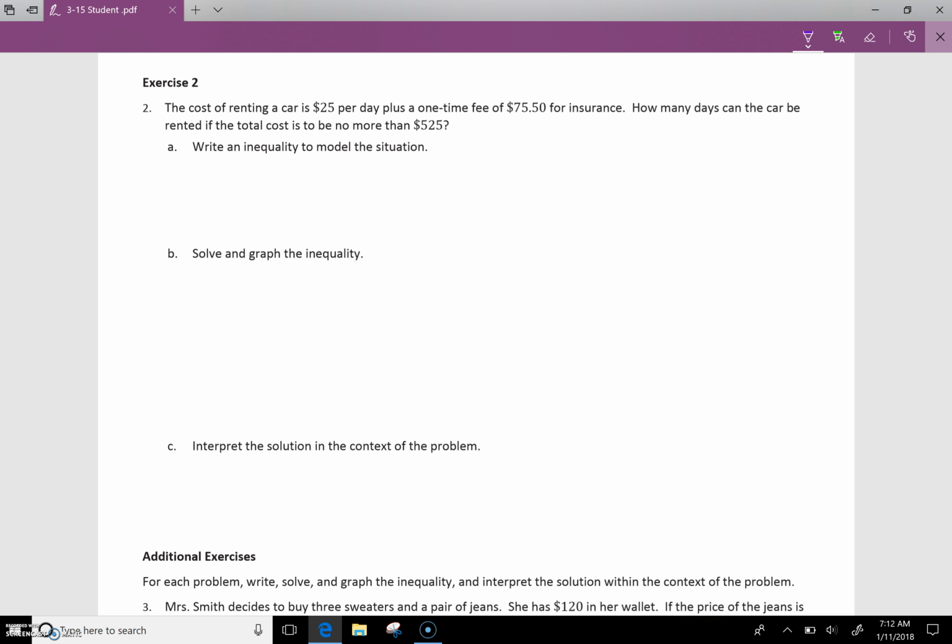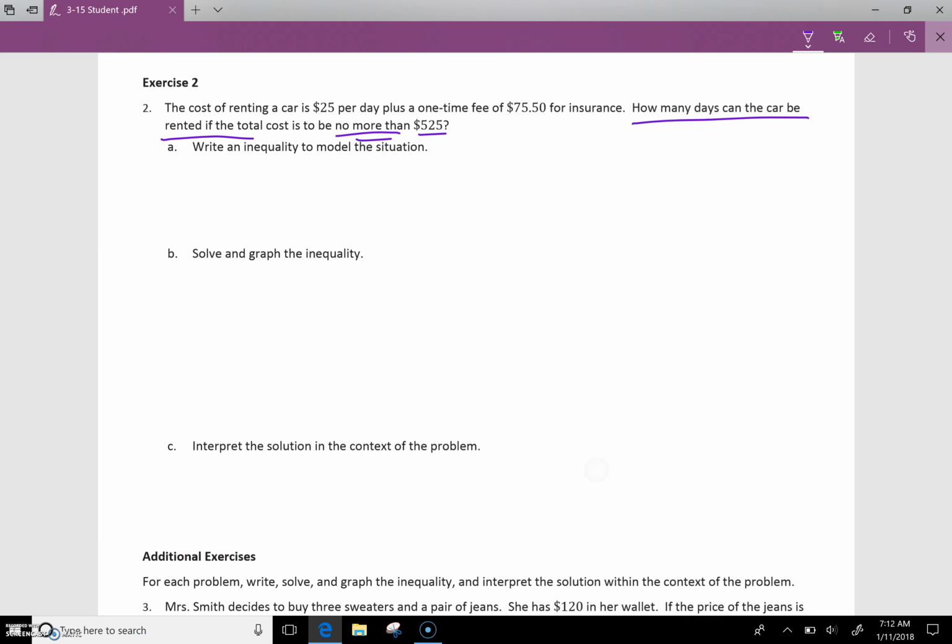The cost of renting a car is $25 per day plus a one-time fee of $75.50 for insurance. How many days can the car be rented if the total cost is to be no more than 525?